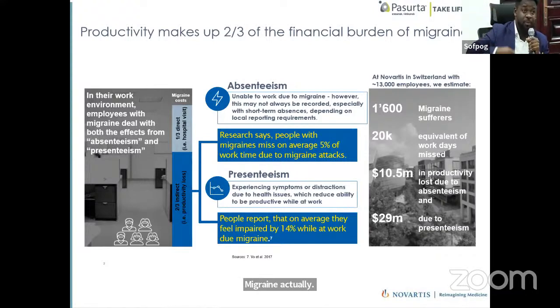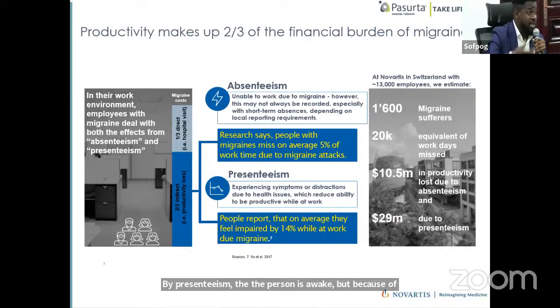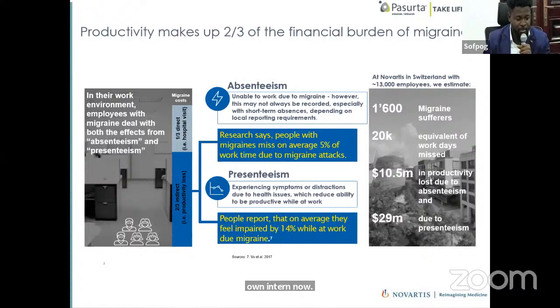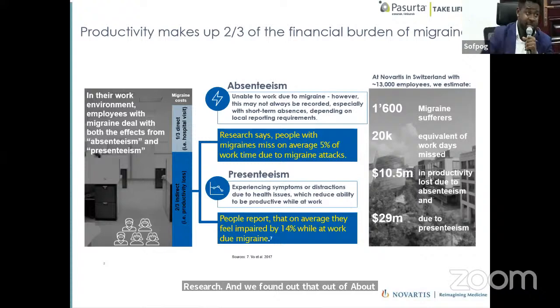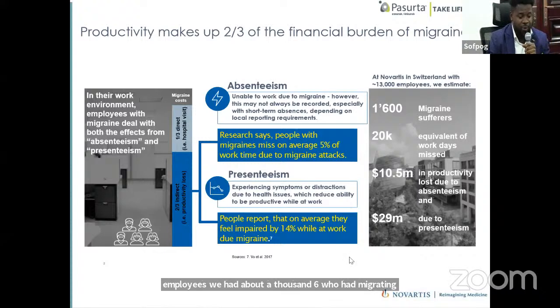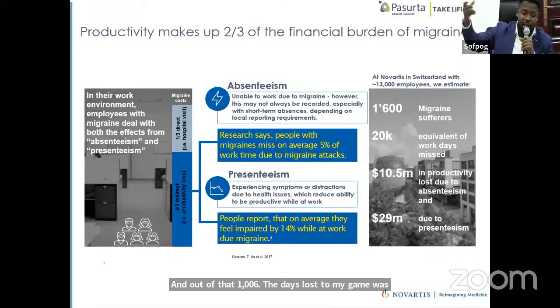So absenteeism is when the patient doesn't come to work at all. But presenteeism, the person is at work, but because of migraine, he is not able to function. So you can imagine what that takes away from the productivity of the economy. So in Novartis, we did our own internal research, and we found out that out of about 13,000 employees, we had about 1,006 who had migraine. And out of that 1,006, the days lost to migraine was equivalent to around 20,000. And the loss in productivity due to absenteeism, patient couldn't come to work, cost the company $10.5 million in 1 year.